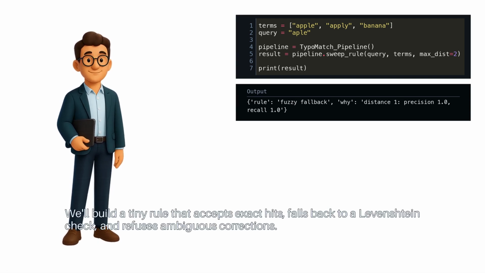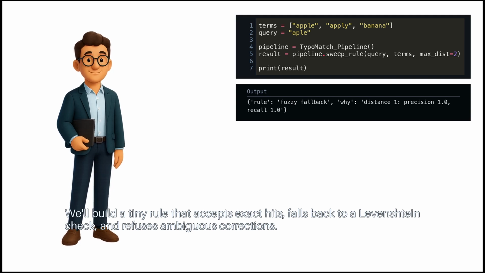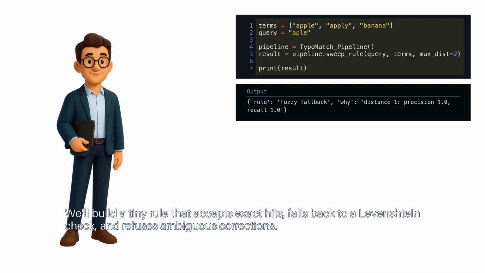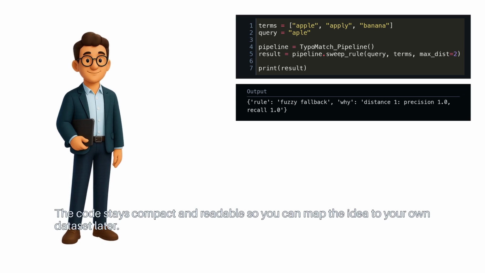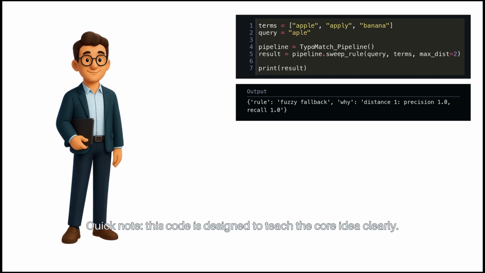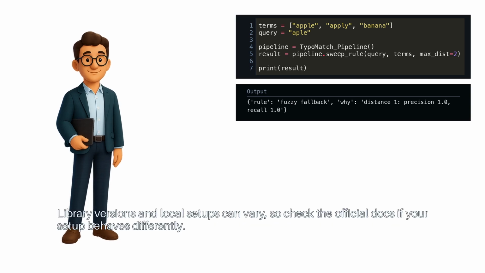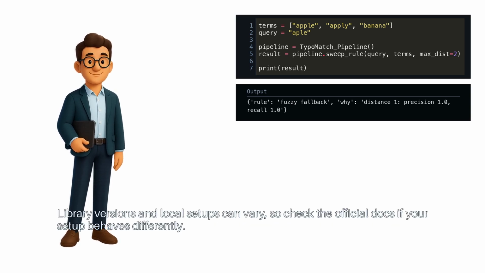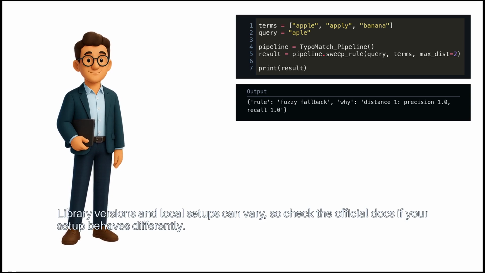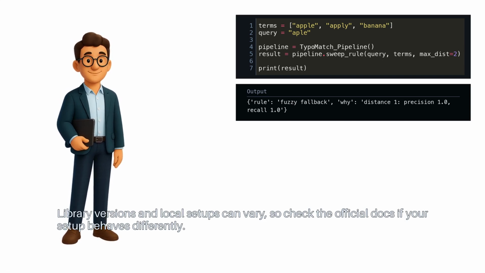We'll build a tiny rule that accepts exact hits, falls back to a Levenshtein check, and refuses ambiguous corrections. The code stays compact and readable, so you can map the idea to your own dataset later. Quick note: this code is designed to teach the core idea clearly. Library versions and local setups can vary, so check the official docs if your setup behaves differently.